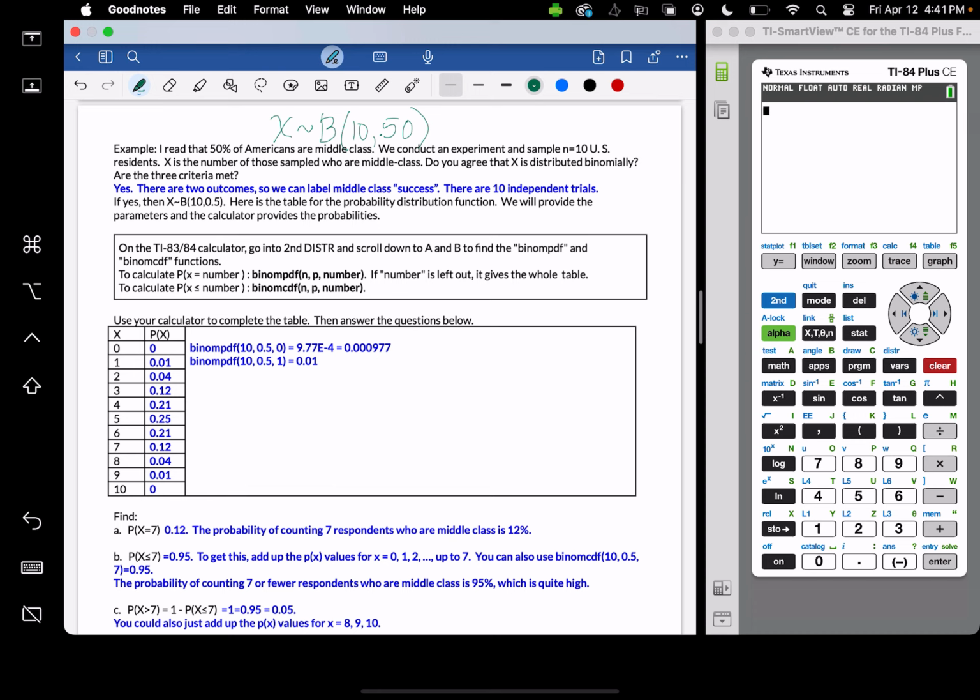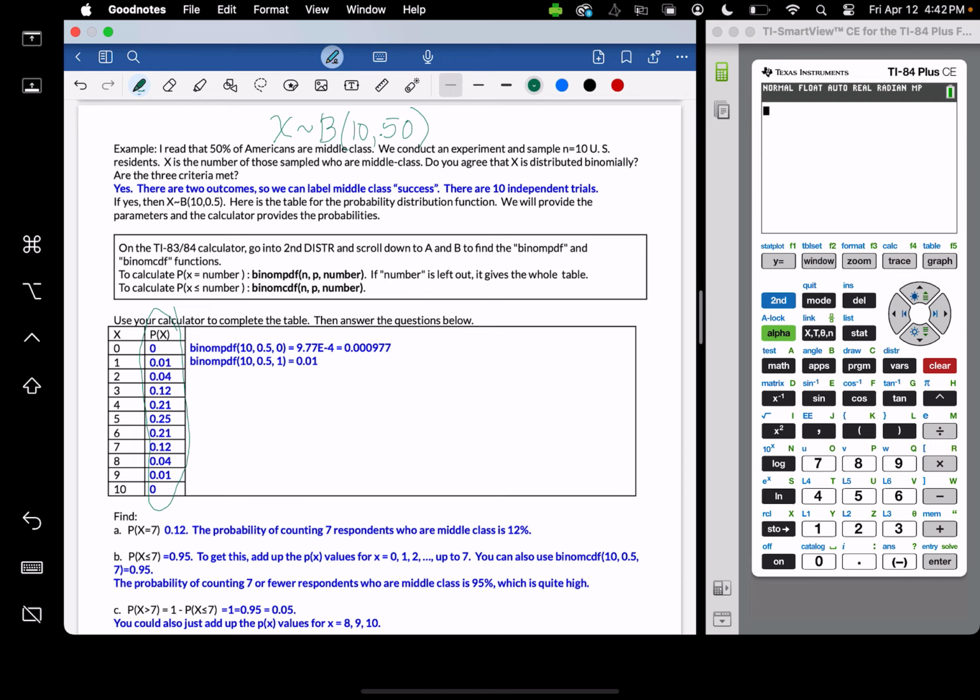Now I'm going to generate the table for the probability distribution. It's not like we have survey results to fill this out with. So you might ask, how do we know what the probability is for each of these? What we do is we get on our calculator, and the calculator provides the probabilities. The calculator knows the binomial distribution. All we have to tell it is the 10 and the 0.5, and it is able to tell us all of these probabilities.